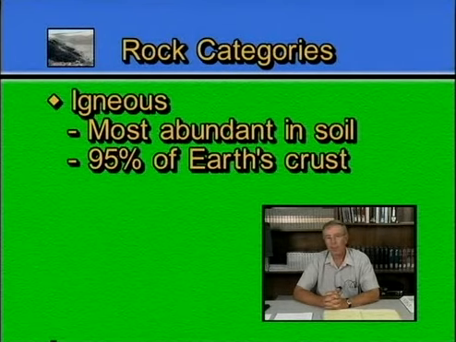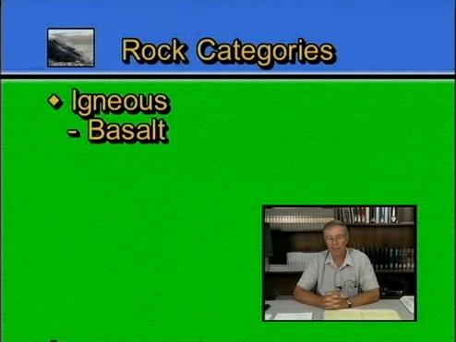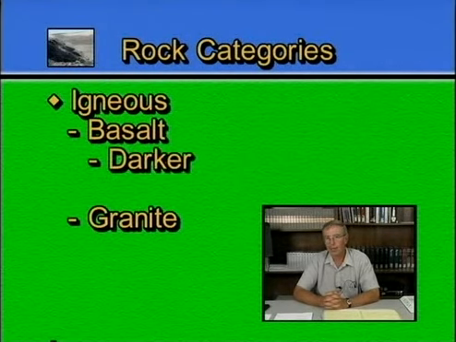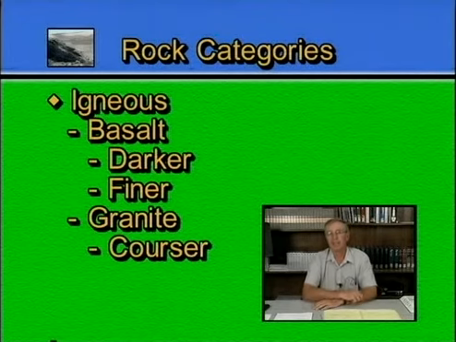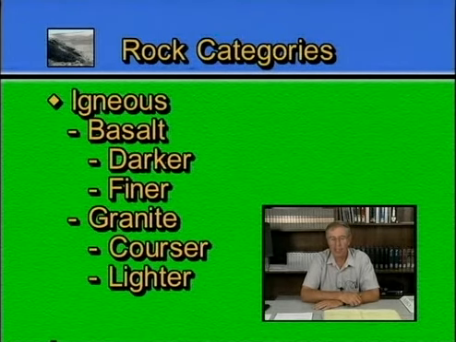Two of the most important ones are the basalts and the granites. The basalt being darker in color and finer in texture, and the granite type materials being much coarser in texture and, of course, lighter in color, more crystalline in nature.